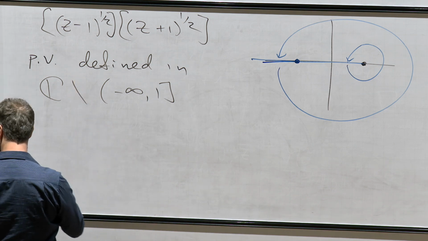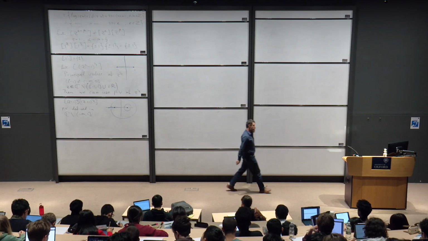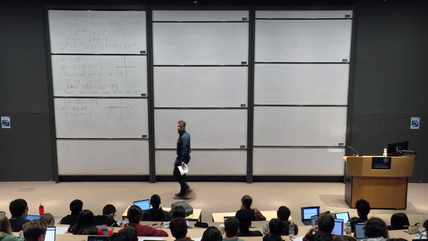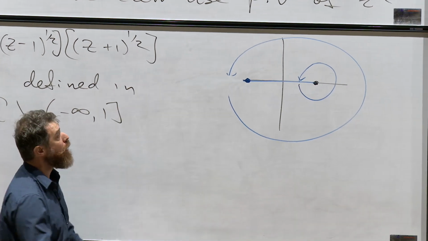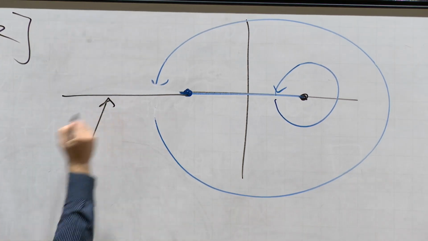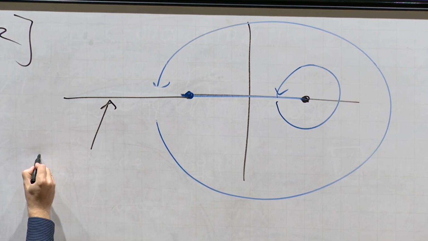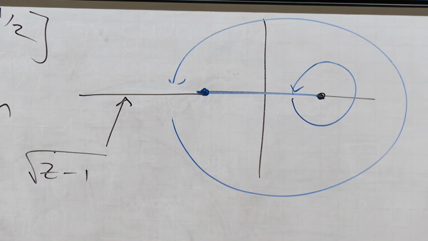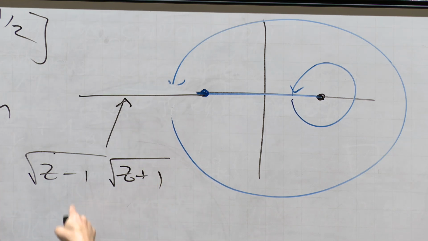So it turns out that these two branch cuts kind of cancel each other out. And here our product, the square root of z minus 1 times the square root of z plus 1, where by square root I mean the principal value, is continuous.